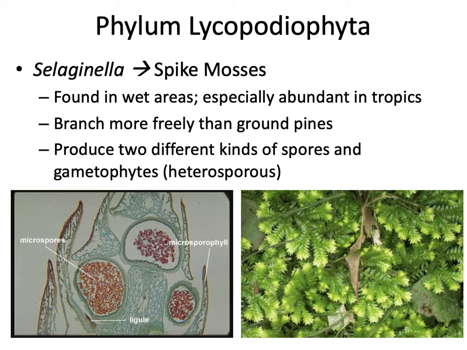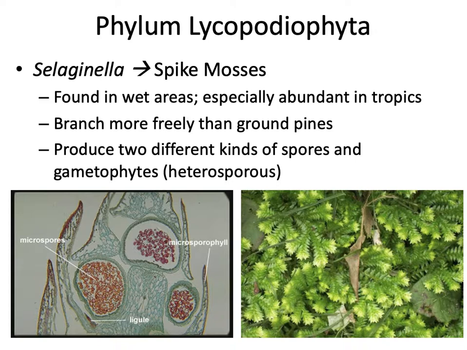Next up in phylum Lycopodiophyta is the genus Selaginella. And Selaginella is the spike mosses. Again, these aren't mosses that we learned previously. It's an unfortunate common name, so that's why I like to just refer to it by the genus name. Selaginella is found in wet areas and is especially abundant in the tropics. It branches much more freely than Lycopodium, which has the common name of the ground pines.